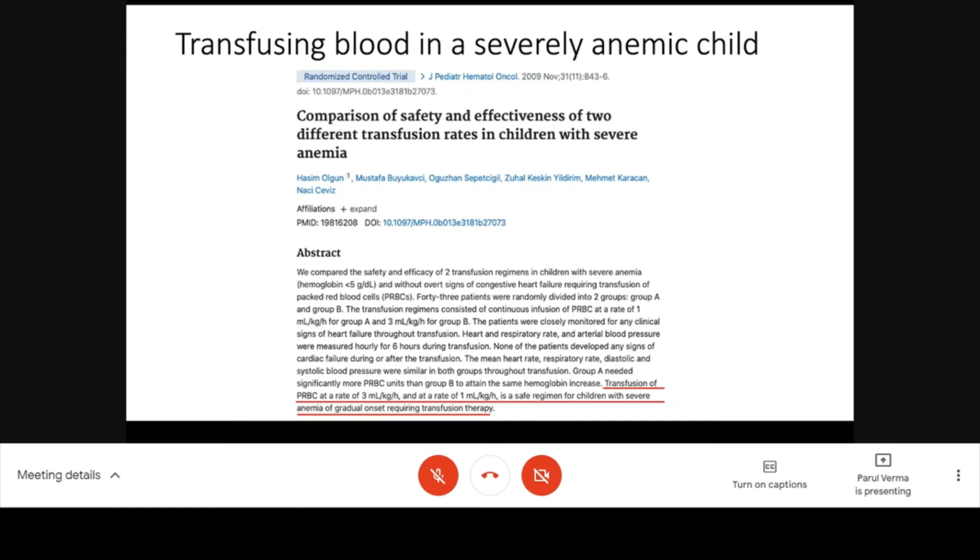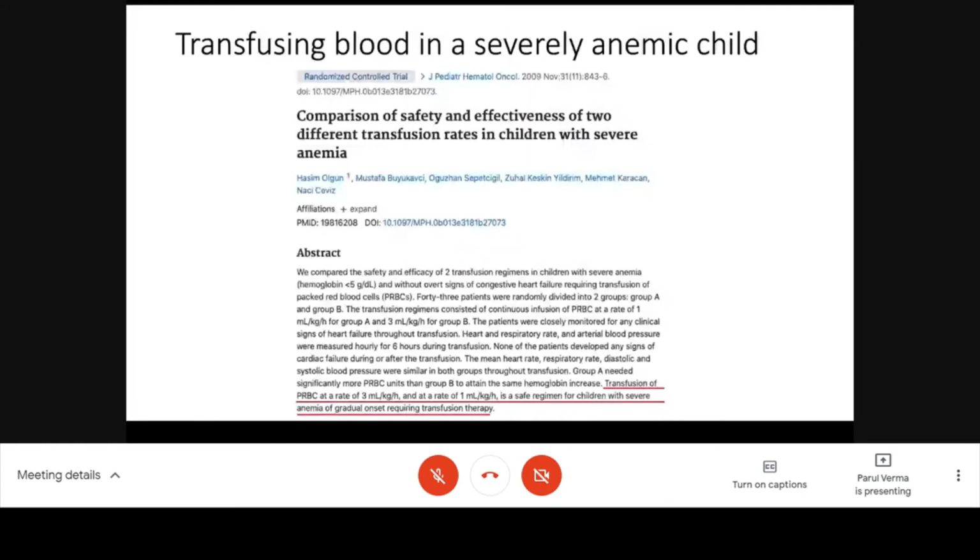One was a randomized controlled trial in children with severe anemia without CHF. So these are children who had hemoglobin of less than 5 without CHF. The transfusion strategy they followed was 1 ml per kg per hour versus 3 ml per kg per hour. And they found that 3 ml per kg per hour is as safe as 1 ml per kg per hour. This would translate to approximately 10 to 15 ml per kg given over 4 hours.